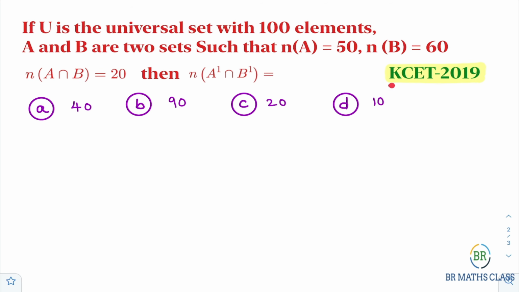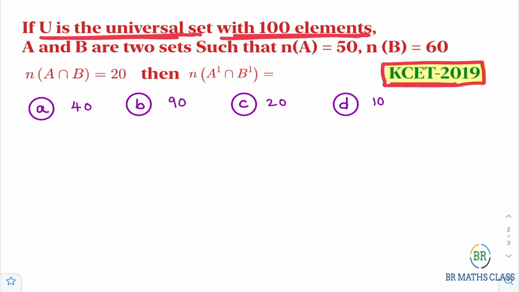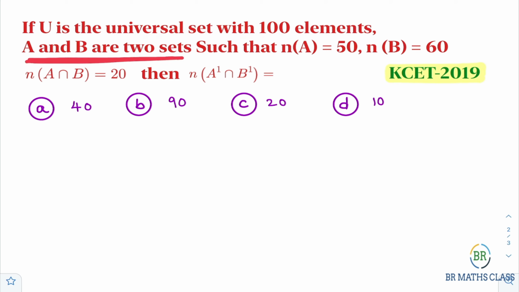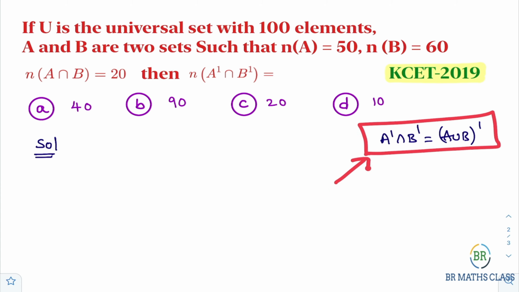You observe this question. This is the question given in KCET 2019. Here, if U is the universal set with 100 elements, A and B are two sets such that n of A equals 50, n of B equals 60, n of A intersection B equals 20, then n of A complement intersection B complement equals. Here you need to know one formula to do this problem. That formula is A dash intersection B dash can be written as (A union B) whole dash. We learned this formula in the theory part related to sets.